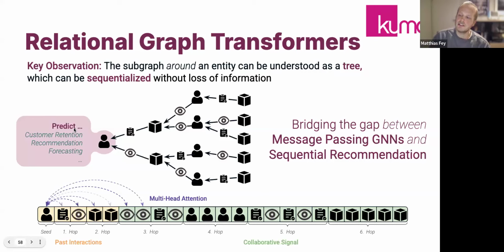So what we're doing here is bridging the gap between what a message passing GNN does, getting this collaborative signal in, and also following the lines of work on sequential recommendation, which sequentialize past interactions. What we get here is a set of tokens that captures both past interactions and collaborative signal, in the form of sampling across different hops, and then we apply multi-head attention on top of these tokens.